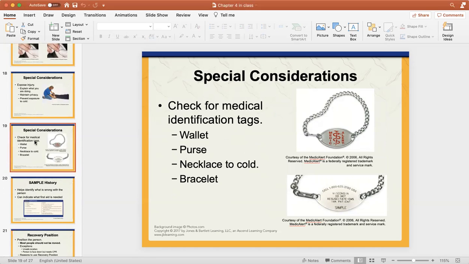Special considerations to think about, some other ones. You're going to want to check for medical tags and identification tags. If you can see, these are two examples right here.